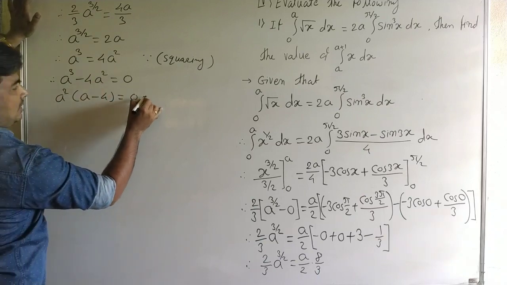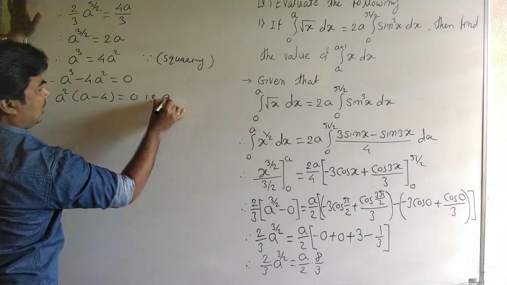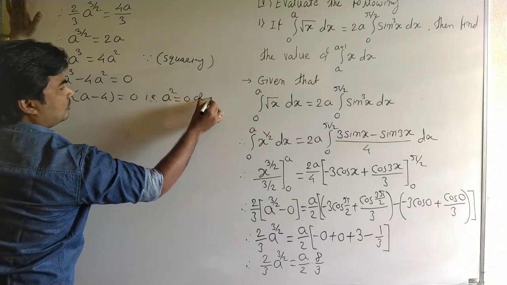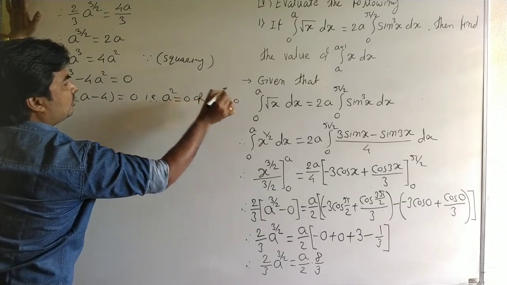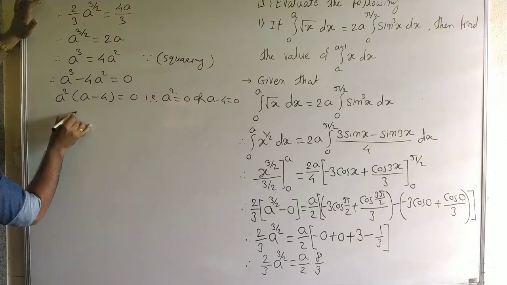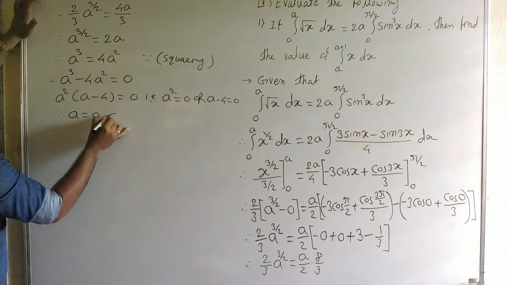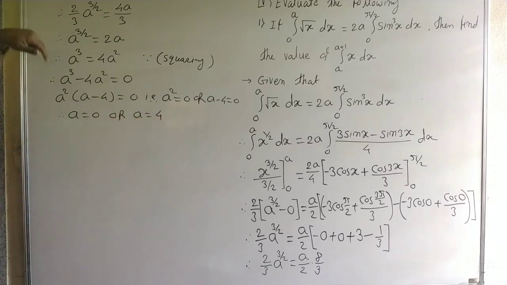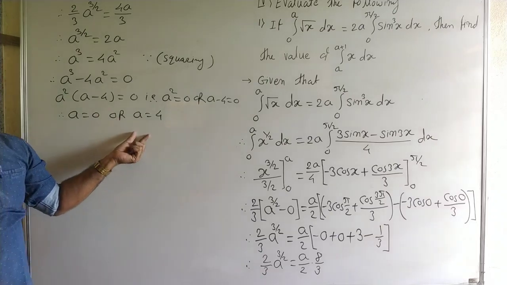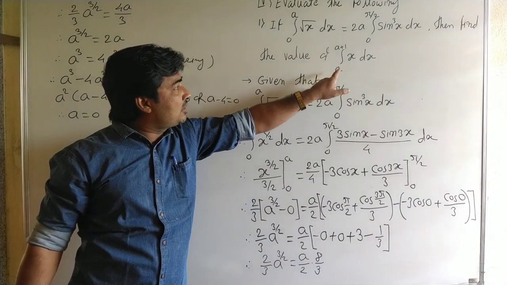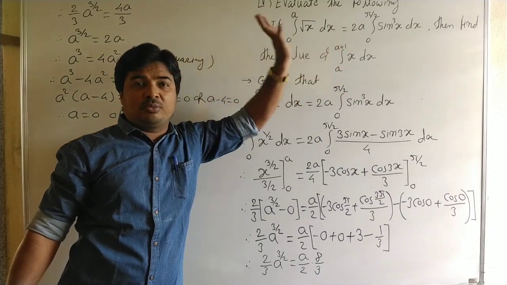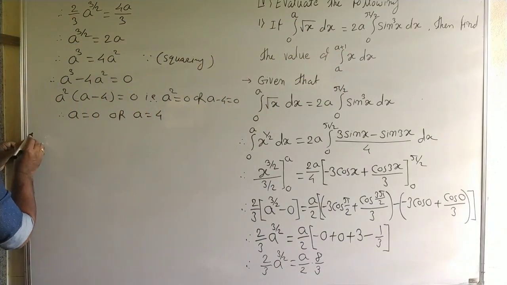Okay, that is a square is equal to 0 or a minus 4 is equal to 0, and therefore a is equal to 0 or a is equal to 4. Now it is the value of a, but we want to find the value of this integral from a to a plus 1 of x dx.